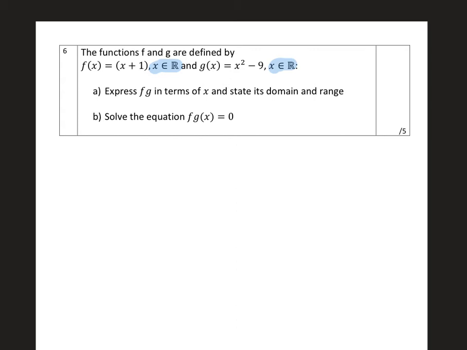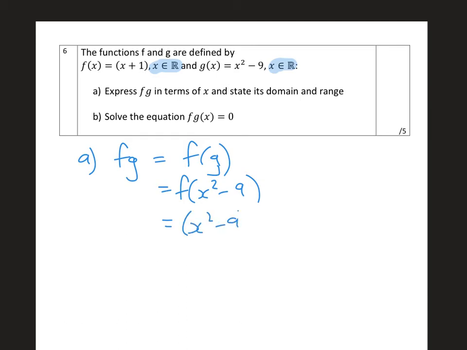So for part A, find fg of x in terms of x and state its domain and range. So fg means I'm going to sub in g into f. And g is x squared minus 9. So I'm going to put that inside f. So it tells me x squared minus 9 plus 1. And I simplify that to get x squared minus 8.